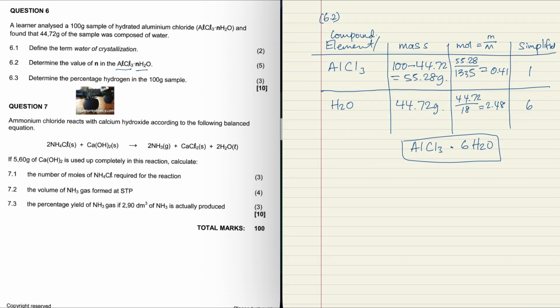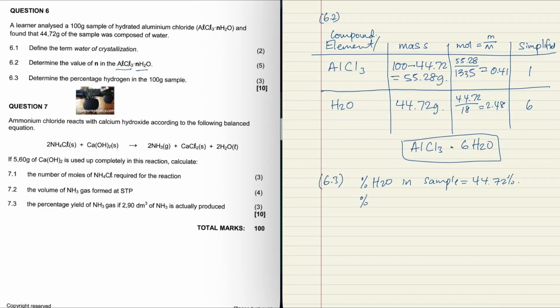Question 6.3. So question 6.3 says, determine the percentage hydrogen in the sample. Okay, so there's actually a few ways you could do this. You could say that because it's a 100-gram sample, you can say that the percentage of H2O in the sample is equal to 44.72%.